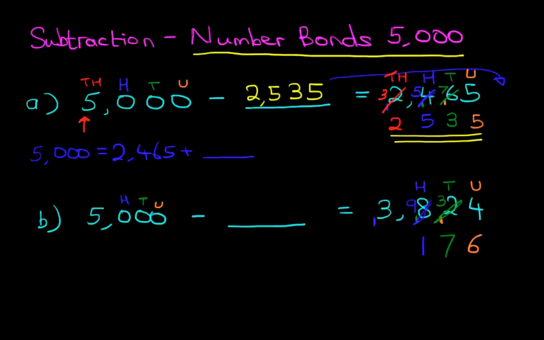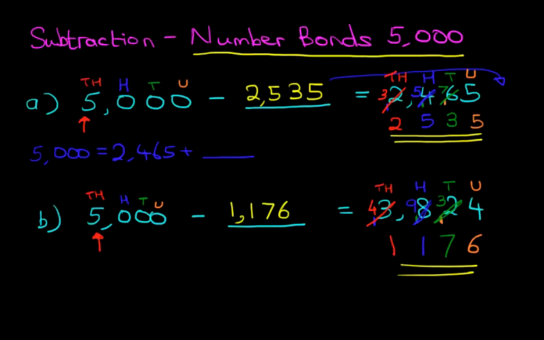And lastly, we have the thousands. We don't have 3000s anymore. We've actually got 4 because we carried 1 over. And we're trying to get to 5000. So 4 plus 1 equals 5. And that is our answer. 1,176. And it really is that simple.